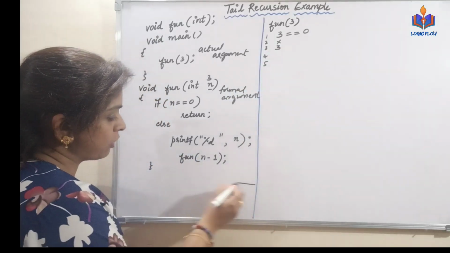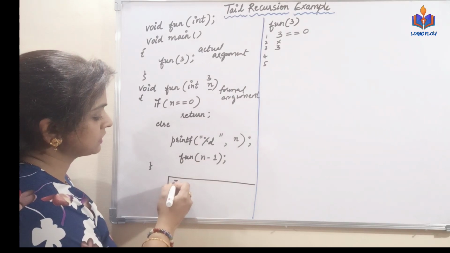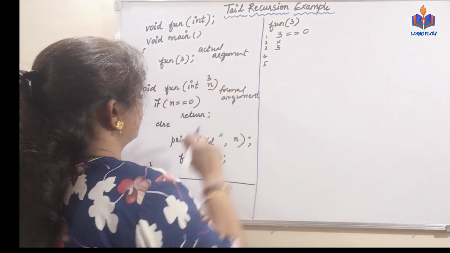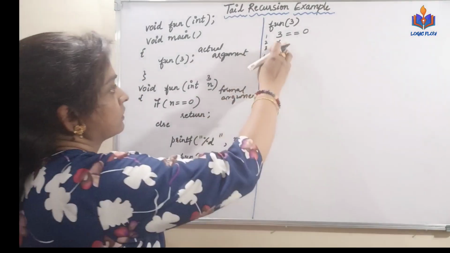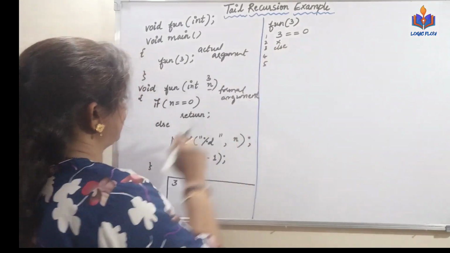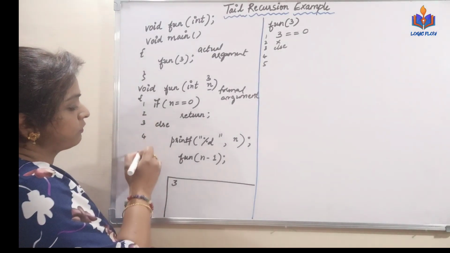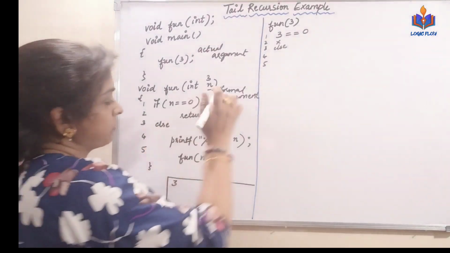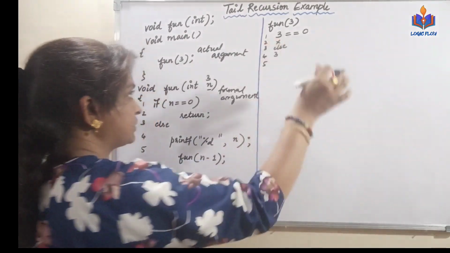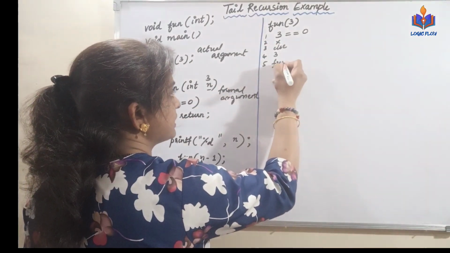Let me write the output here. The first statement that I am going to get is 3. Then I come to the else part and print. This is 1, 2, 3, 4 and 5. The fourth statement is printing the value of n, that is 3. Then the fifth statement is the recursive call. See here.